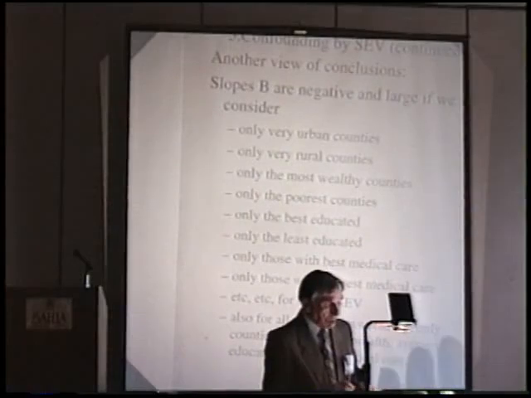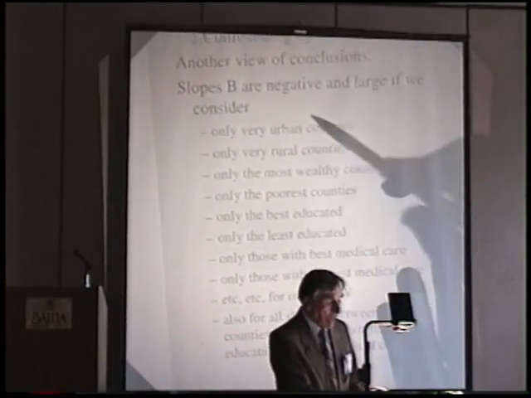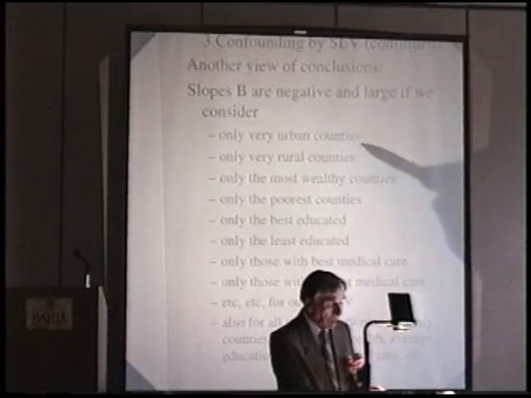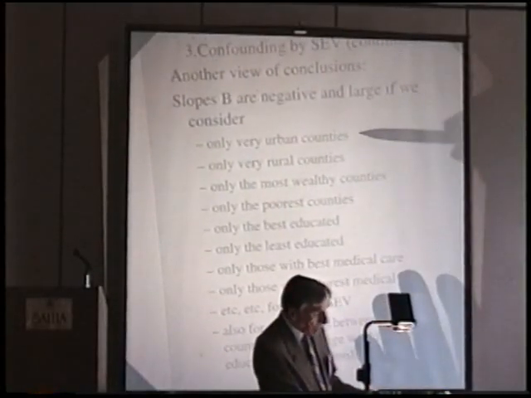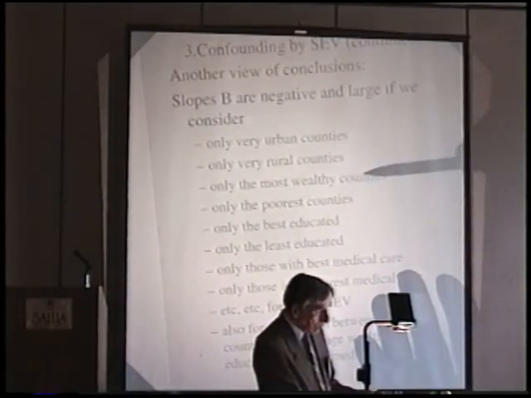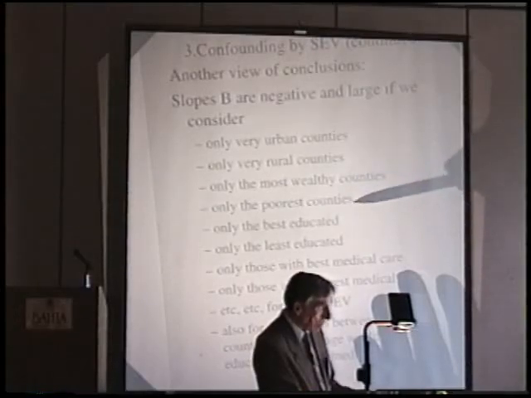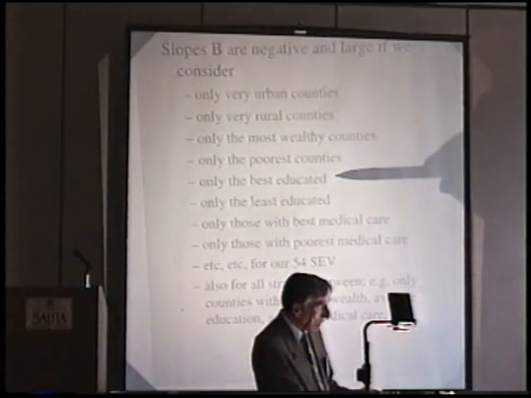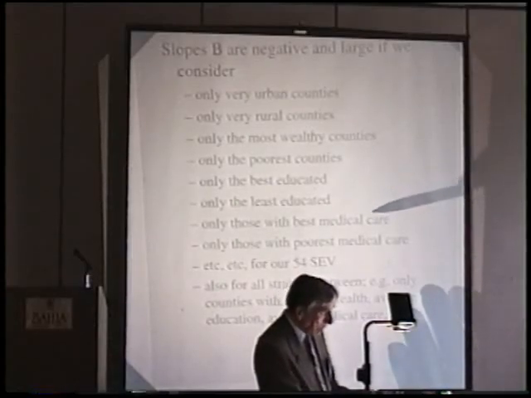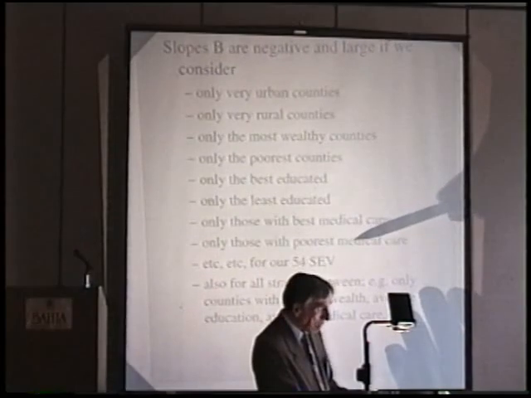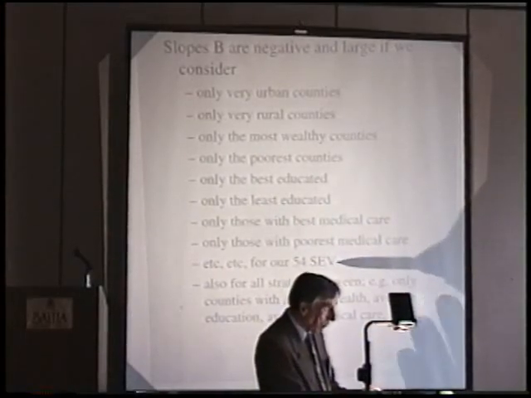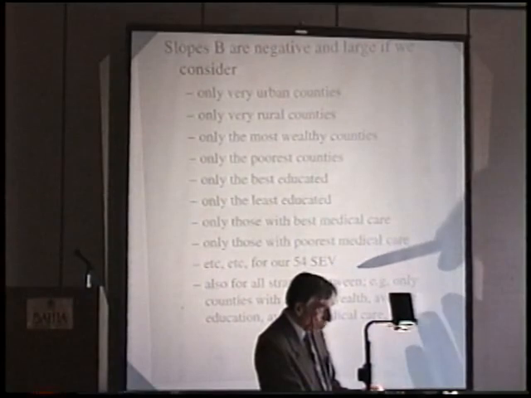Another view of the conclusion of this analysis is that the slope of lung cancer rate versus radon levels is negative and large if we consider only the very urban counties, or only the very rural counties, only the wealthiest counties, or only the poorest counties, only the best educated counties, or only the least educated counties, only the counties with the best medical care, or only counties with the poorest medical care, and so forth through our 54 socioeconomic variables. And it's also true for all the ones in between.